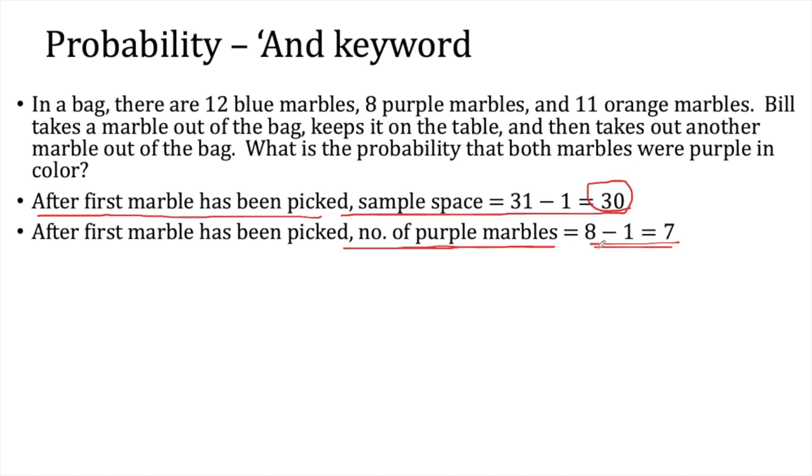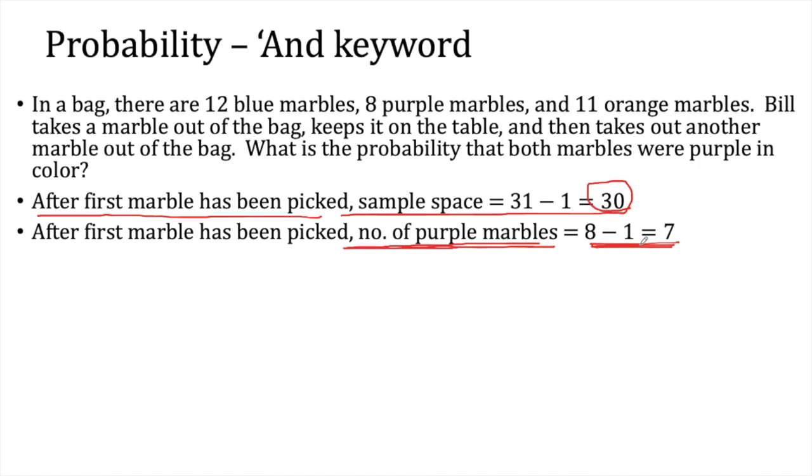Since the marble that he picked out in the first attempt was a purple marble, or we were trying to figure out the probability that it was a purple marble, in that case we will have to subtract 1 from the total number of purple marbles in our sample space. So it becomes 7.